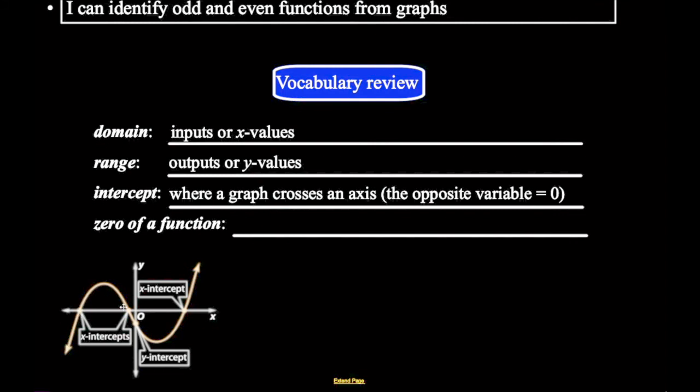So you can see in this function here, the x-intercepts have y coordinates of 0, whereas the y-intercept has an x-coordinate of 0. When we talk about the zero of a function, we are actually just asking to find the x-intercept, where it crosses the x-axis.